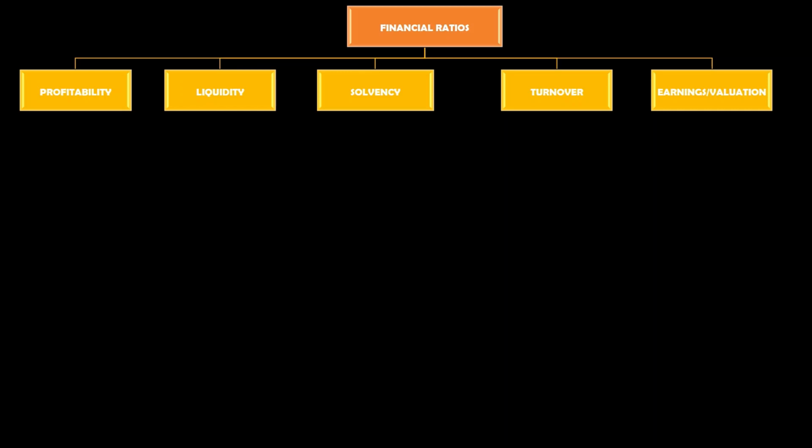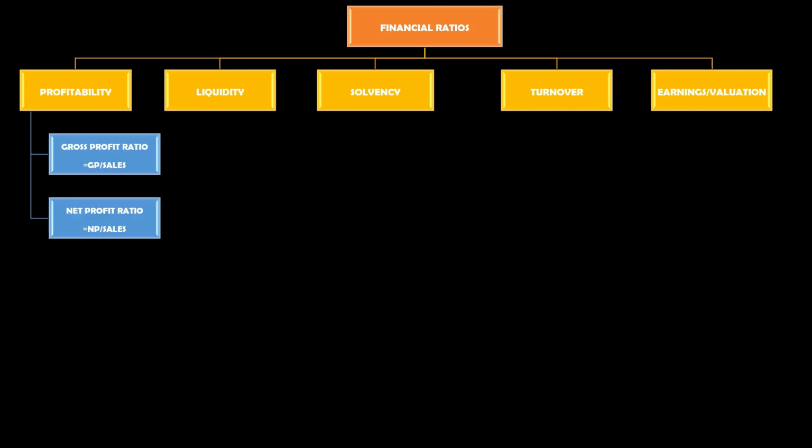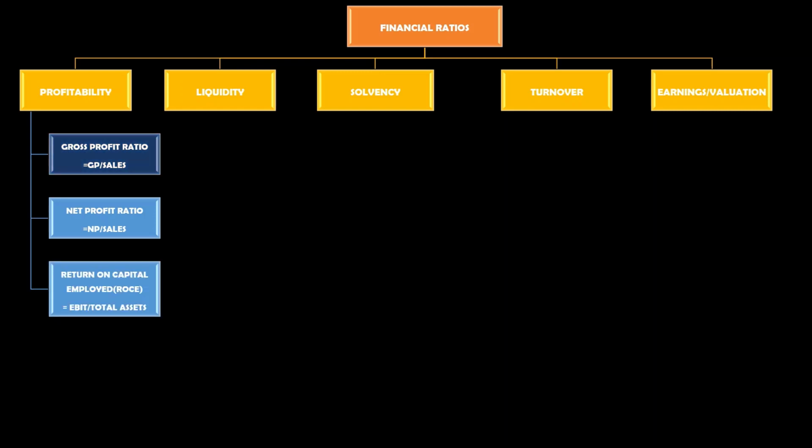Profitability reflects the final result of business operations. There are two types of profitability ratios, profit margin ratios and rate of return ratios. Profit margin ratios show the relationship between profit and sales. The two popular profit margin ratios are gross profit and net profit margin ratios. Rate of return ratios reflect the relationship between profit and investment. The important rate of return measure is return on capital employed.